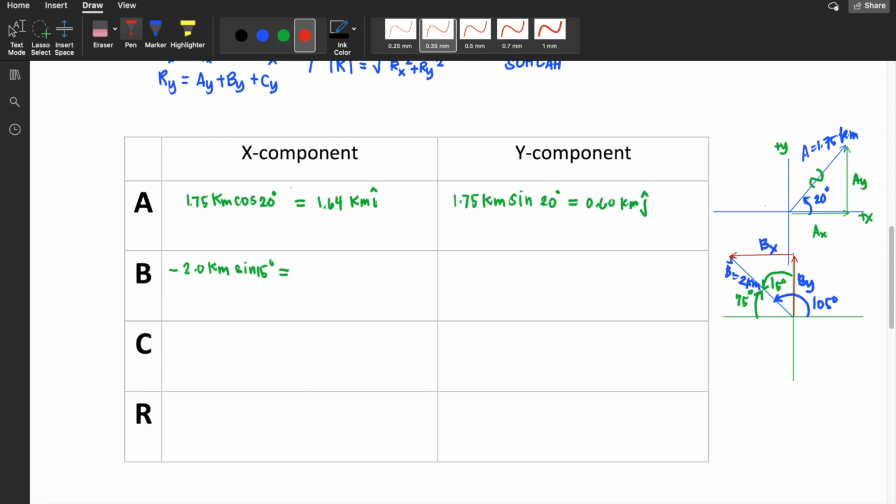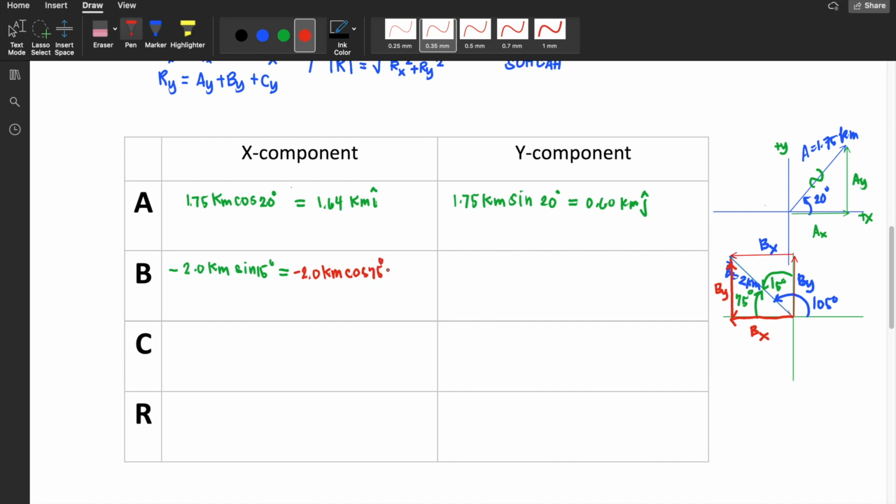It's similar, I'm just going to show you that both of them are equal. This will be your by, the components are equal. And this will be your bx. So for this case, your bx is on the adjacent side of angle 75. So that means I'm going to use cosine. So you'll have negative, it's towards left, 2 kilometers, and then cosine 75 degrees.